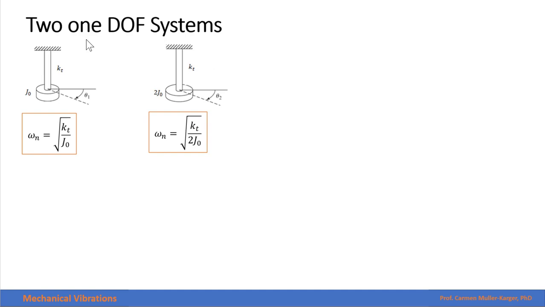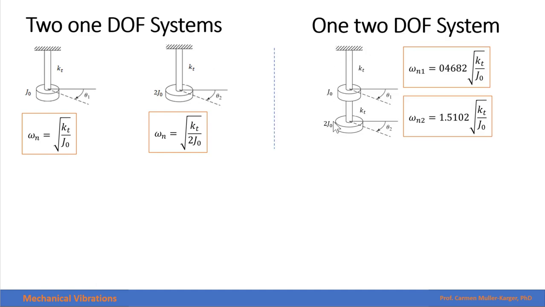If we have two 1 degree of freedom systems, each composed of a segment of shaft and a disk of mass moment of inertia J sub 0, this will be the natural frequency of this system. And if we have a disk that has 2 J sub 0 as mass moment of inertia, this will be the natural frequency. If we take these two 1 degree of freedom systems and compose them into a 2 degree of freedom system like this one right here, we still have two natural frequencies, but as you see, those natural frequencies will be different from the original ones.